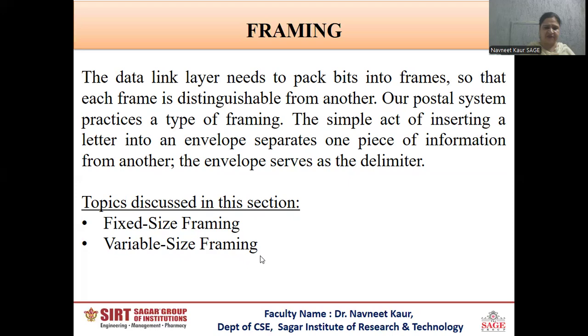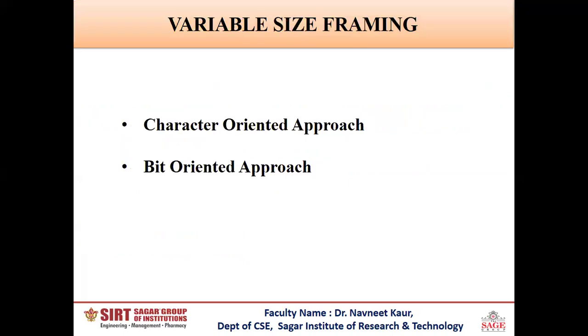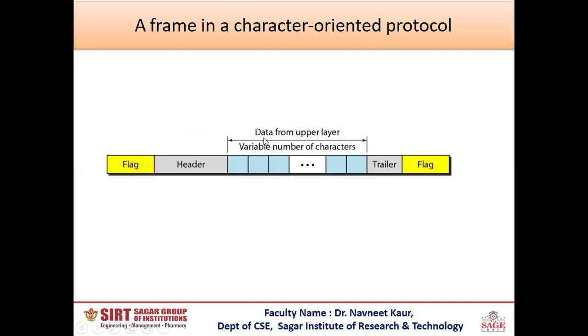Now, what is fixed size framing? In fixed size framing, there is no need for defining the boundaries of the frame. The size itself can be used as the delimiter. Now, in variable size framing, the delimiters are defined at the beginning and the end of the frame so that each frame is distinguishable from another frame. Variable size framing follows two approaches: the character-oriented approach and the bit-oriented approach. First, we will see the character-oriented approach.